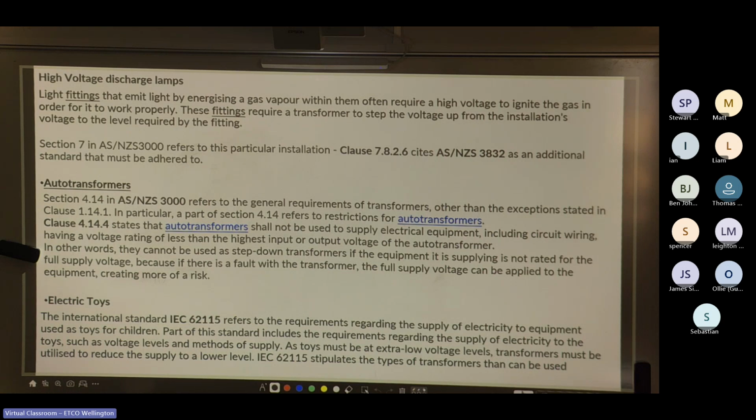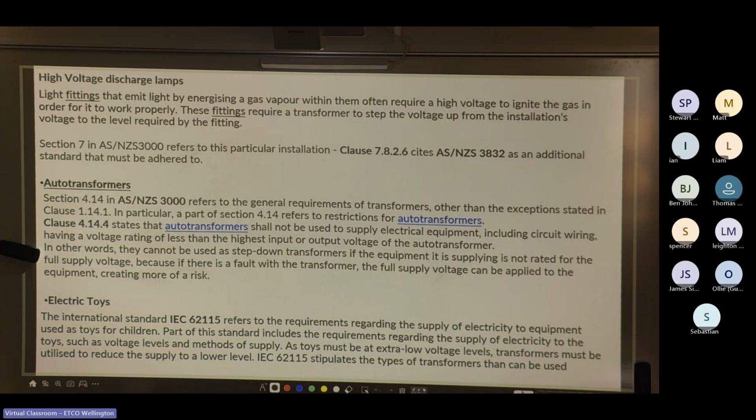In other words, they cannot be used as step-down transformers if the equipment it is supplying is not rated for the full supply voltage, because if there is a fault with the transformer, the full supply voltage can be applied to the equipment, creating more of a risk. So you can't use it to supply 12-volt equipment if that 12-volt equipment is not rated for 230 volts, because if there's a fault and 230 volts is applied to that equipment, it will more than likely melt and cause a fire risk.